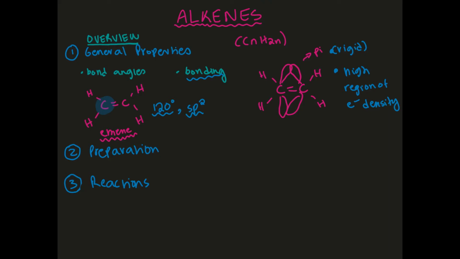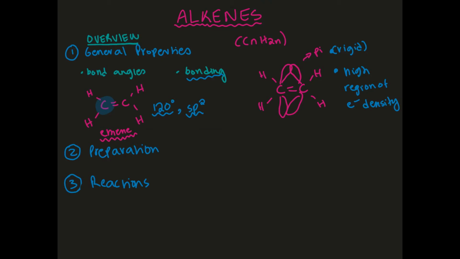bond angles. So in this case, the central atom, the one that I've highlighted in blue, has three regions of electron density around it. So we have a hydrogen, another hydrogen, and a carbon. So in this case, it's going to be 120 degrees and it's going to be sp2 hybridized. So this is going to be ethene, and this has been covered in detail in the chapter of bonding.